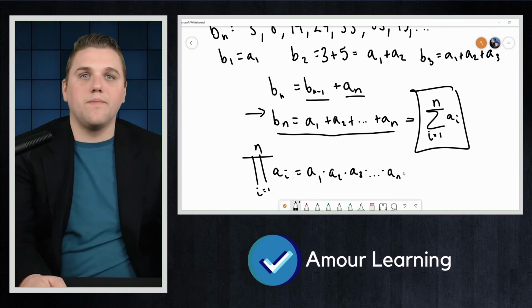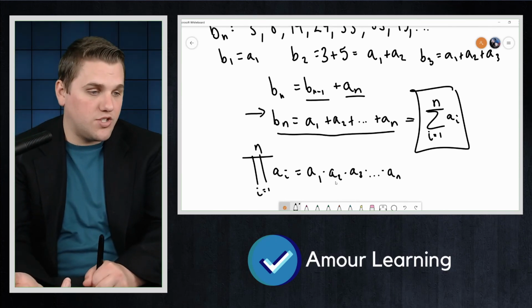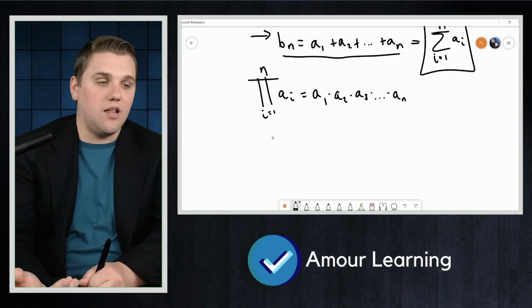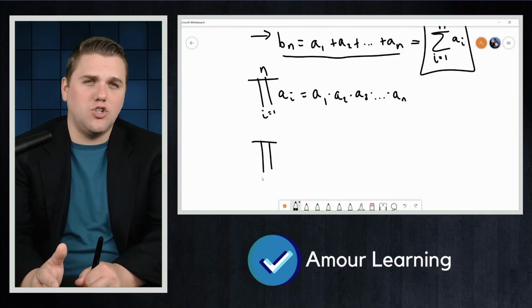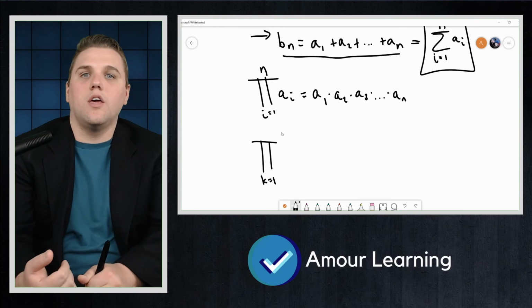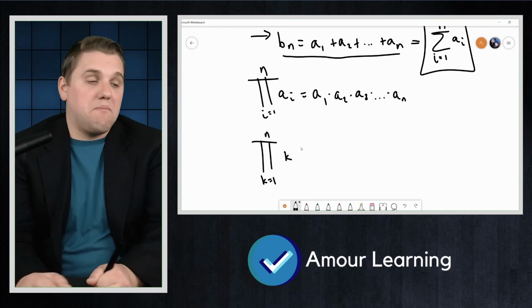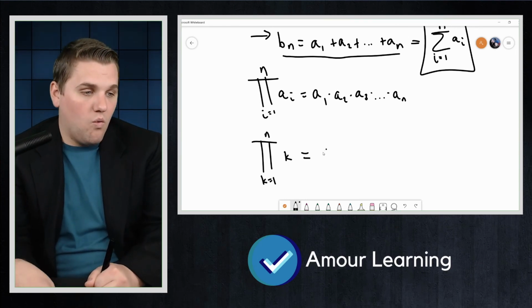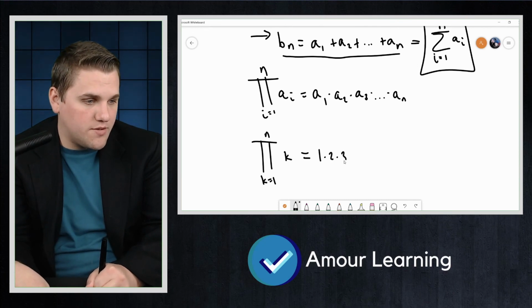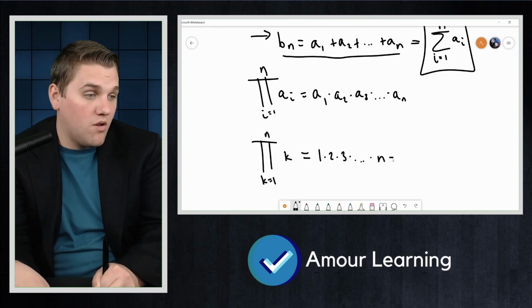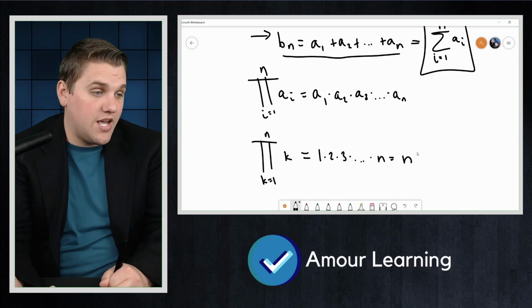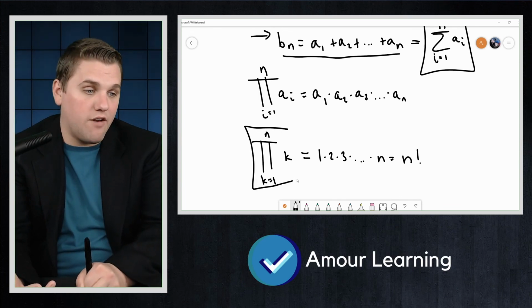So for example, we could use this notation to write out something like this, let's do the product from k equals 1 to n of k. And then this would be 1 times 2 times 3 times all the way up to n, which we know the definition for that. This is n factorial. So that's another way of writing n factorial.